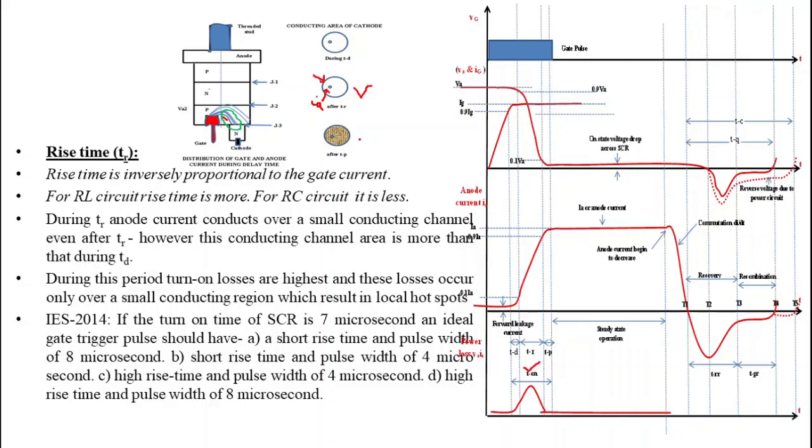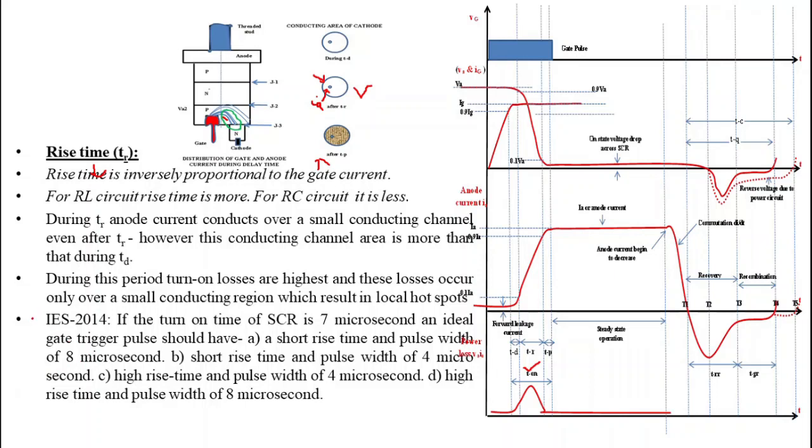Rise time is inversely proportional to the gate current. It means as gate current increases, rise time decreases. Second point is, for RL circuit, rate of rise of anode current is slow due to inductor, because inductor opposes the change in current, so rise time is more, while for RC circuit it is less. We can conclude from this that turn on time depends on the L by R ratio of load.